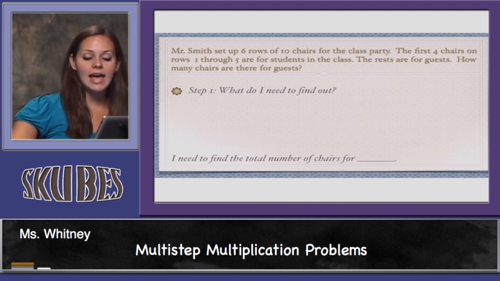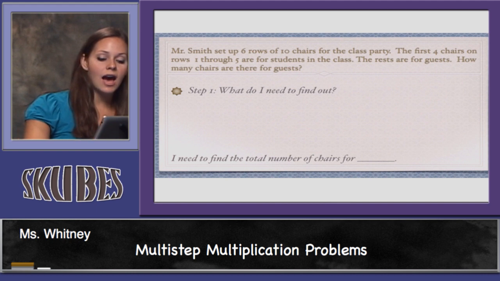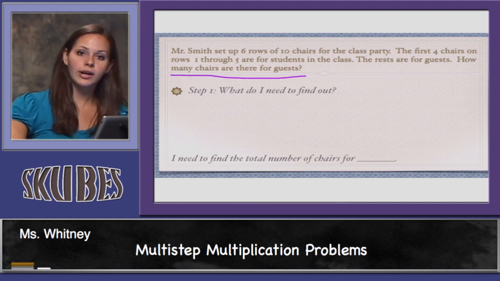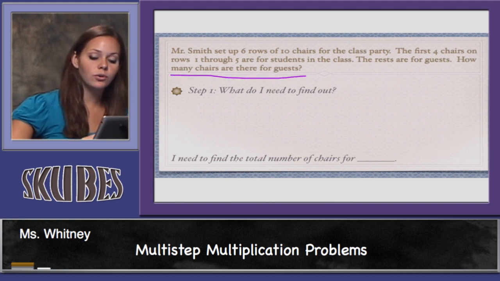The first step, I need to ask myself, what do I need to find out? The question asks, how many chairs are there for guests? I need to find the total number of chairs for guests.